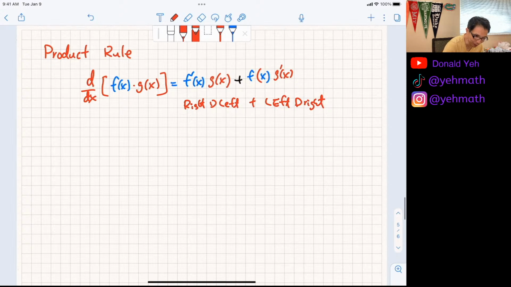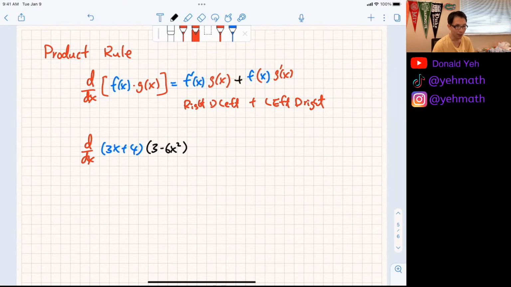So now I'm going to take a derivative of two functions in terms of this. Let's take a derivative of 3x plus 4 times 3 minus 6x squared, something like this. So they are two functions multiplied by each other. I can use this product rule to get the derivative of these two functions multiplying each other.